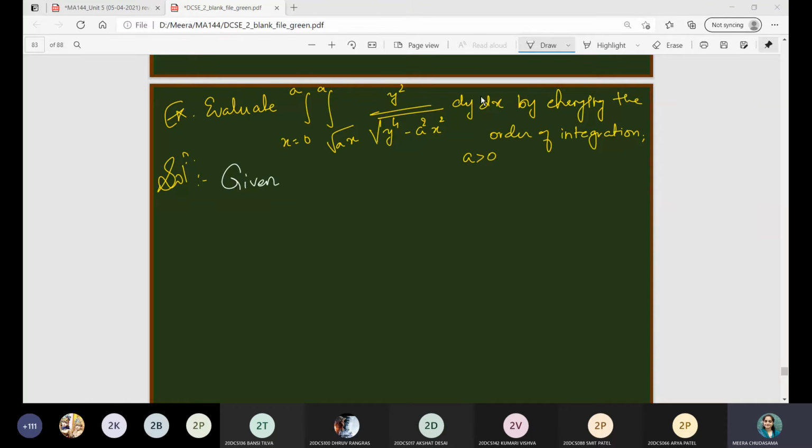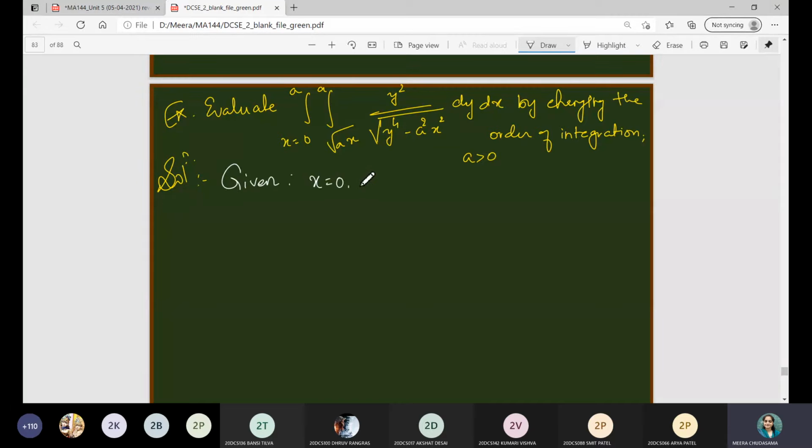Okay, how many of you have drawn the region? Please raise your hand. Very good. I am drawing it. Just check whether your region is correct or not.